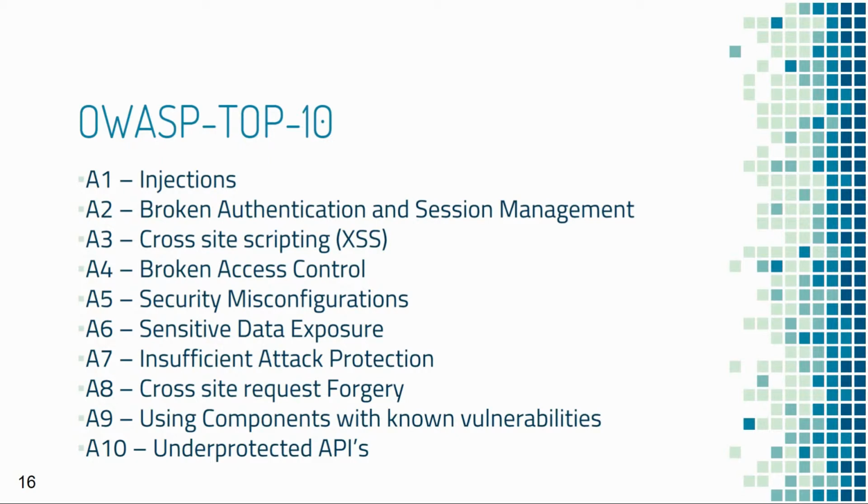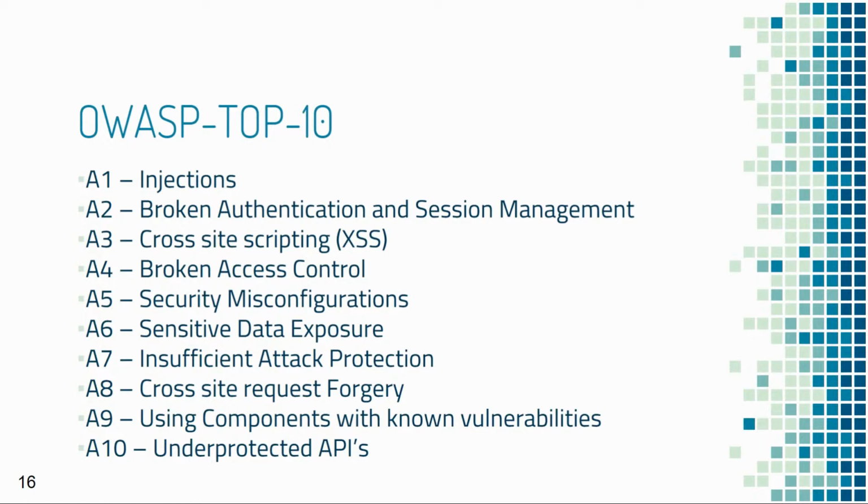Then there's A4, which is broken access control. These are restrictions on what unauthenticated users are allowed to do that are not properly enforced. Attackers can exploit these flaws to access unauthorized functionality and/or data, such as access to users' accounts, view sensitive files, modify other users' data, change access rights, etc.